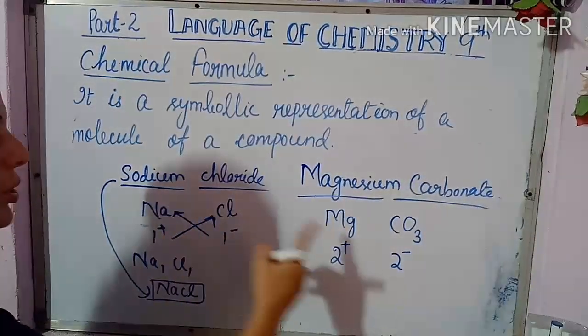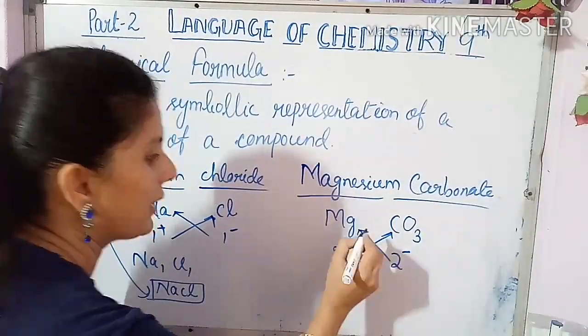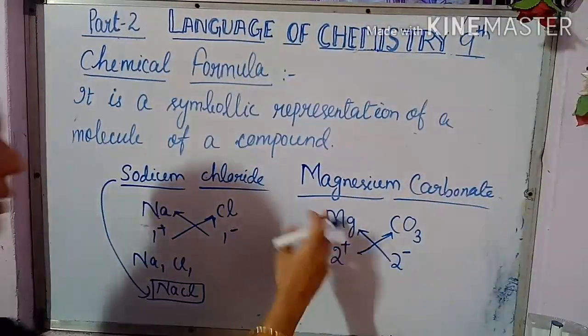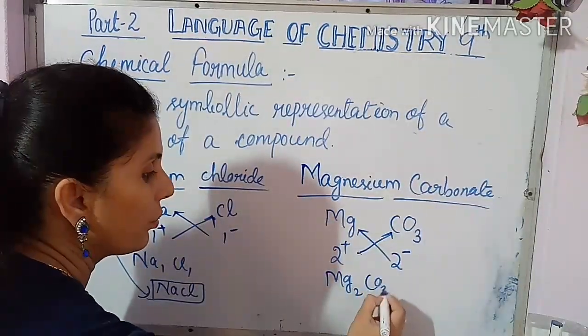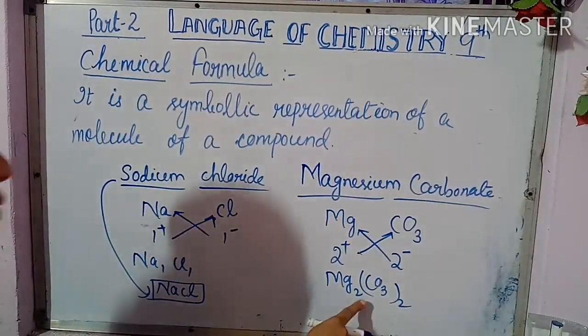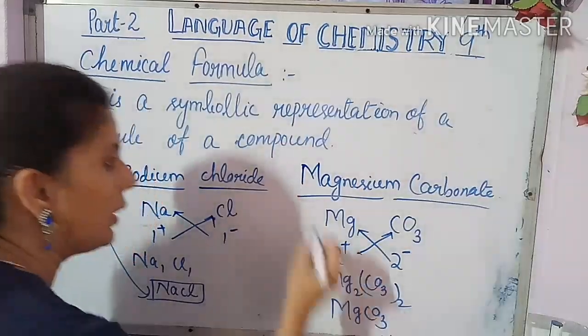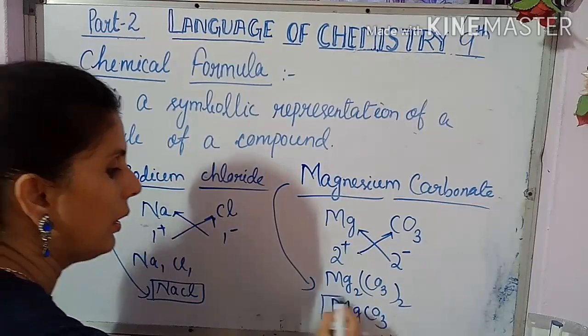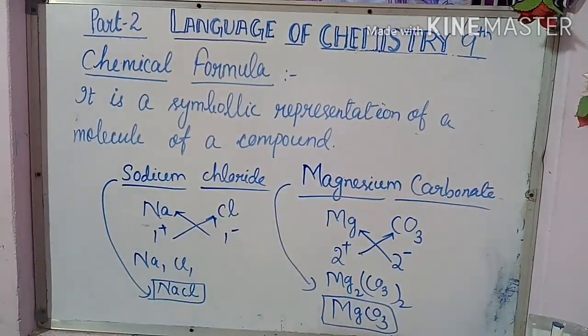Now follow the same procedure: exchange these valencies. Now what will it become? Mg2 CO3 also 2. Mg2 CO3 2. So no need to write 2, 2, it is the same. So you can write only MgCO3. So the final formula is MgCO3. Like this only you can derive the formulas.